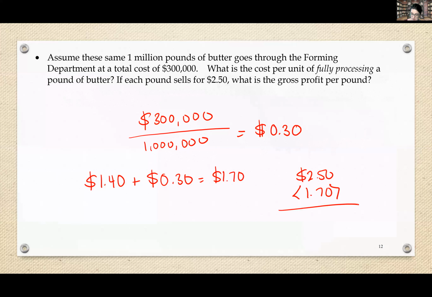Okay, so we're going to take our sales less our cost of goods sold. It's going to give us our gross profit, and that will be 80 cents per pound of butter. Okay. So remember, we had to actually go back to our churning department, and include how much of cost that pound of butter incurred in the churning department, then add how many costs that pound of butter incurred in the forming department. We add those together, and that's the total cost that we would have incurred for our pound of butter.